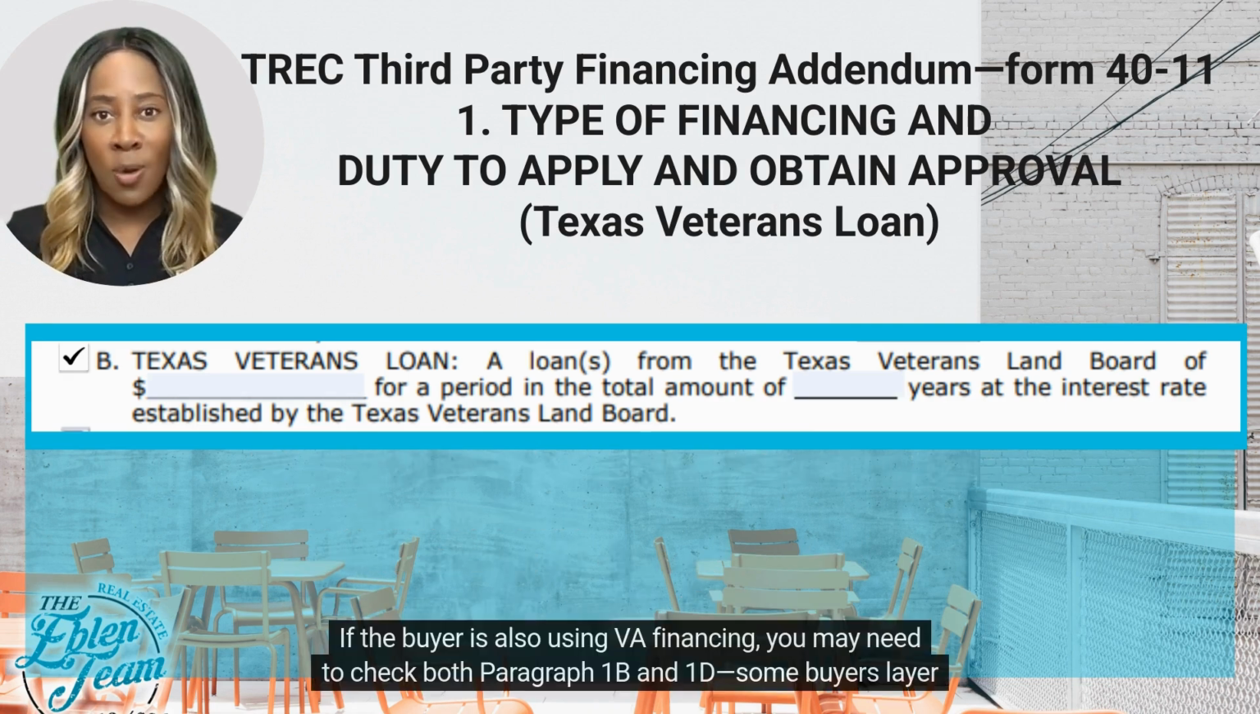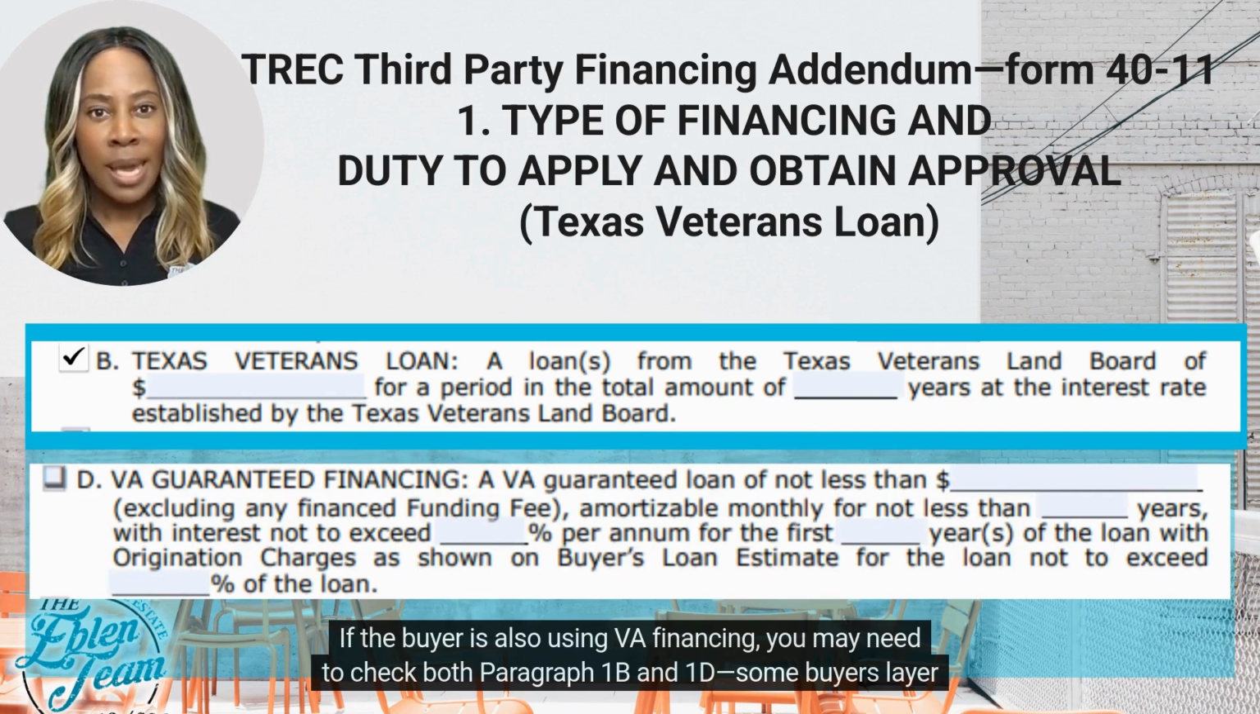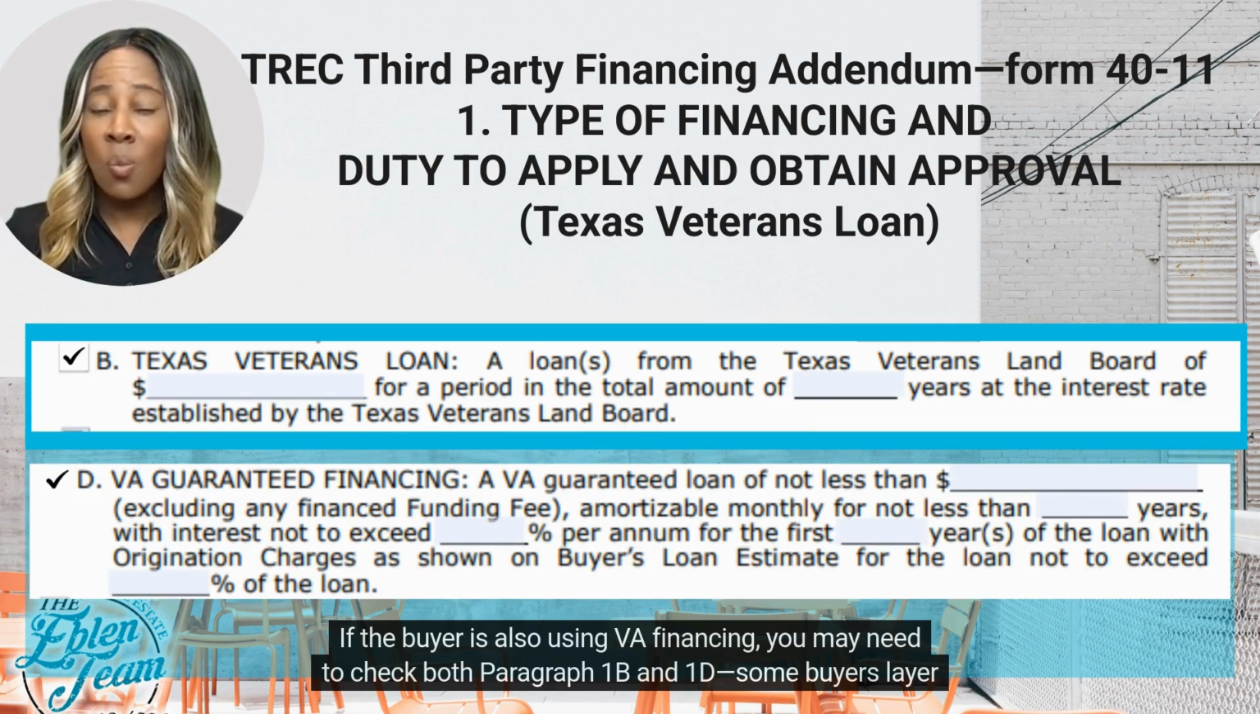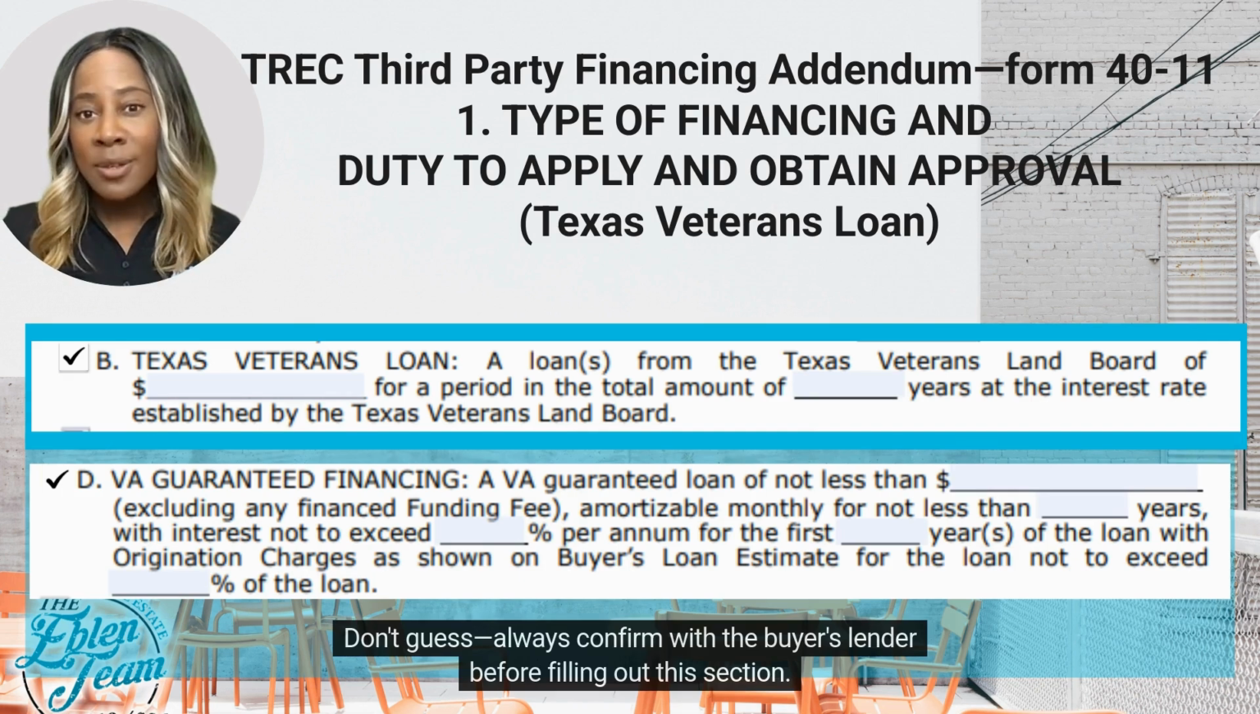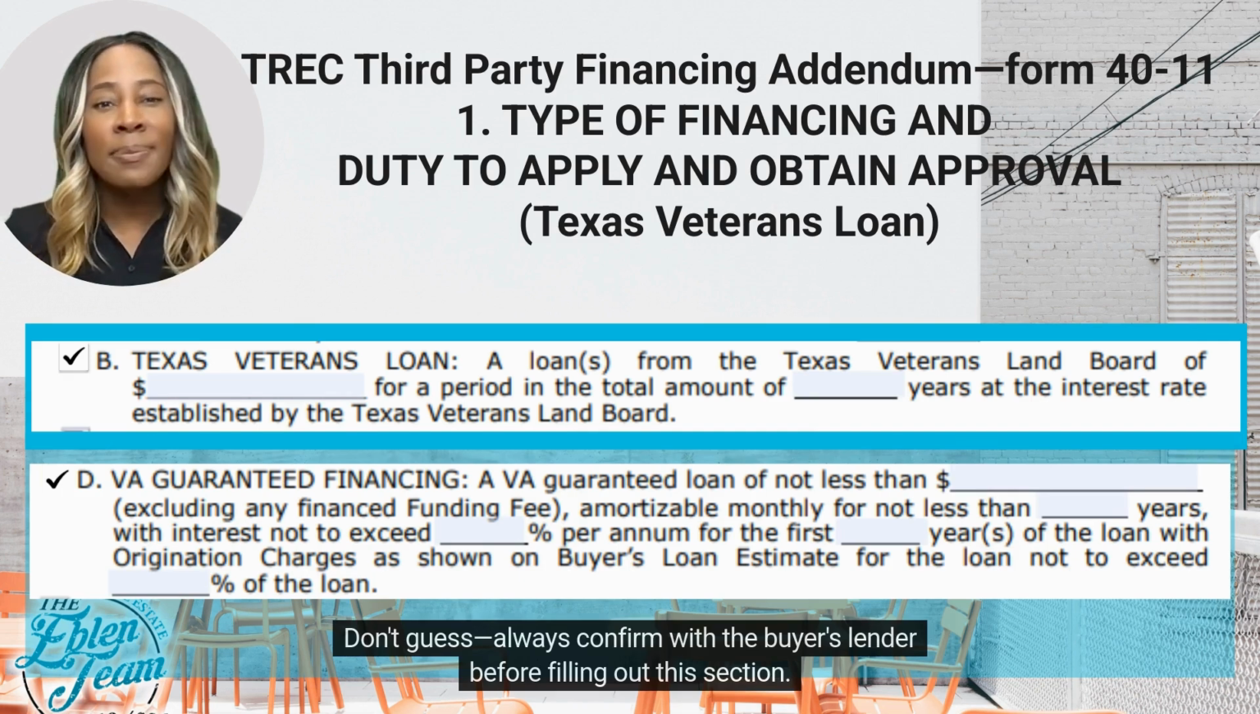If the buyer is also using VA financing, you may need to check both paragraph 1B and 1D. Some buyers layer a VA guarantee with VLB financing. Don't guess. Always confirm with the buyer's lender before filling out this section.